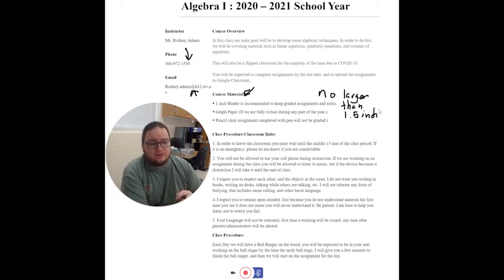This next section, the class procedure and classroom rules, well, it's really just the classroom rules, but I need you to understand that these are mostly for whenever we come back to school. So some will pertain to you, some won't for right now. But, like the first one, in order to leave the classroom, you must wait until the middle 15. That is not my rule, that is the school's rule. So that's something that we have to follow. That means that if you have to use the restroom, as soon as you come in, you better do it in between classes or something like that.